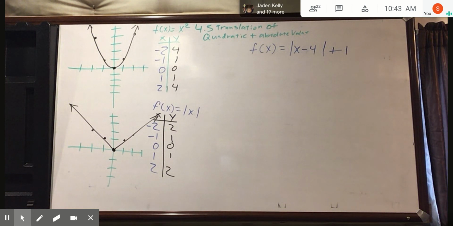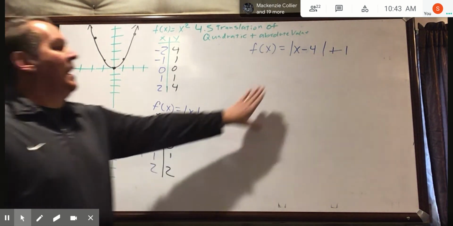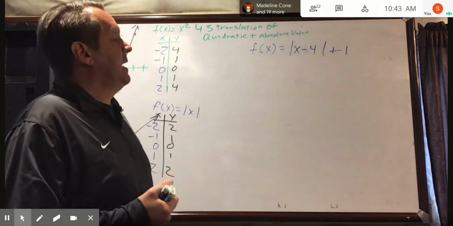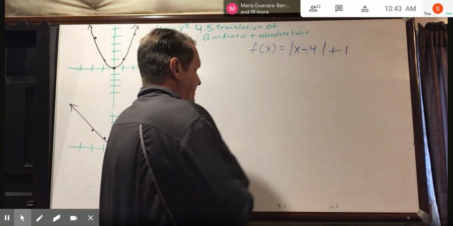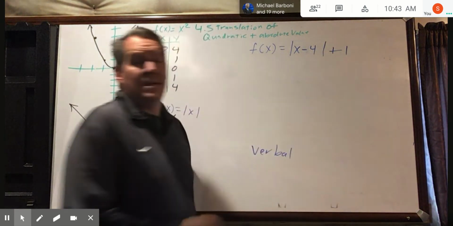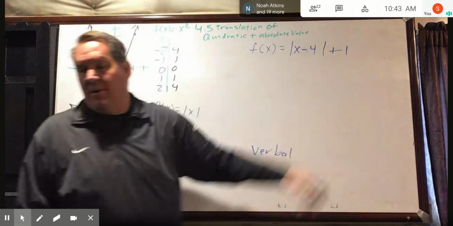All right, let's see how we're doing here. We're going to have a new table of values and a new graph and verbal description. All right, verbal description here. Let's start with that. +1 out here.